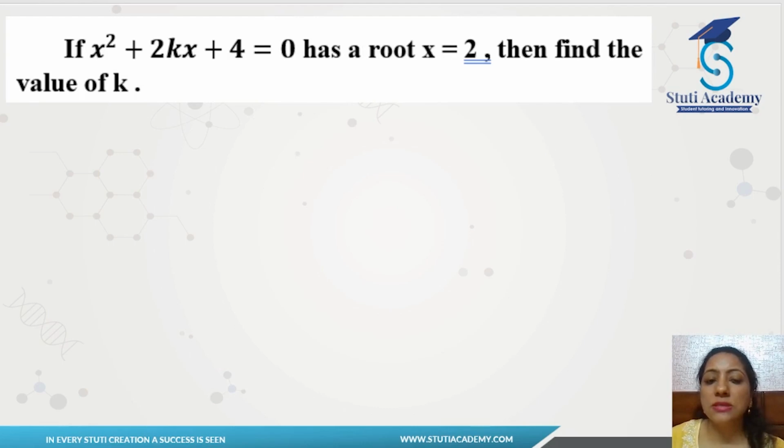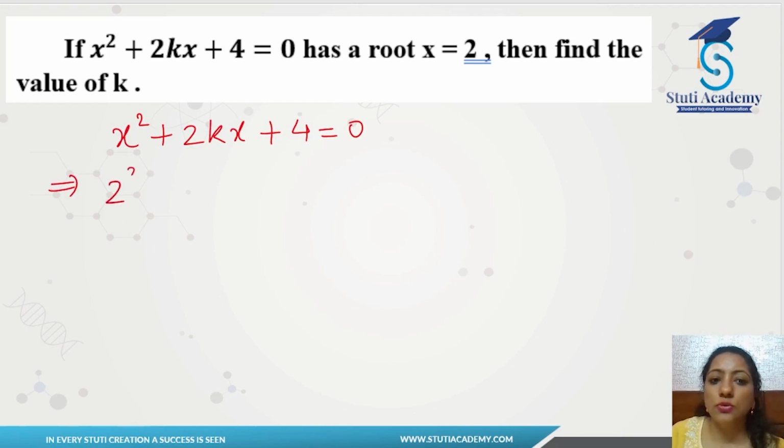So let us now discuss a similar one. If x square plus 2kx plus 4 is equal to 0 has a root x is equal to 2, then find the value of k. We know x equal to 2 is root of the equation. That means if we put x is equal to 2, this is going to satisfy this equation. So we have x square plus 2kx plus 4 is equal to 0. We will replace x by 2. We will get here 2 square plus 2k into 2 plus 4 is equal to 0.